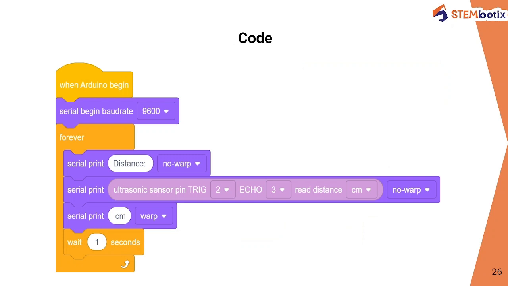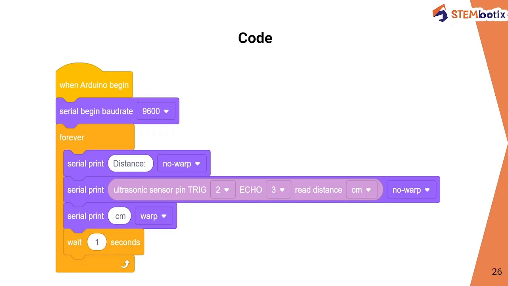Let's see a basic code of the ultrasonic sensor by using the extension of the ultrasonic sensor. So first of all, when Arduino begins its work as an Arduino setup, here we set up the serial baud rate, which is basically the speed of the data transfer, which is by default 9600. So first of all, we will need to set up our code, and then we will write our code in this forever loop. So here, first we have to print the distance.